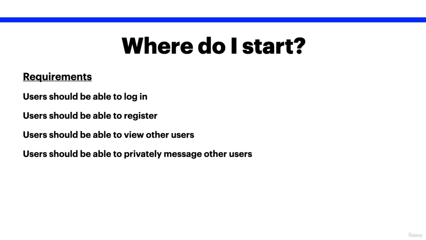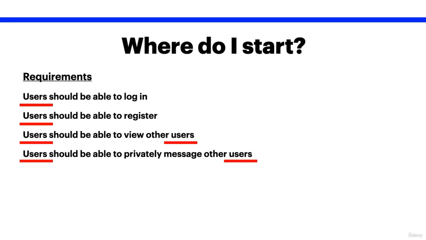If you take a look at some typical requirements that would be involved in building an application of this nature, then a list of requirements might involve things like users should be able to log in, users should be able to register, users should be able to view other users, and users should be able to privately message other users. There's a certain word there that's used over and over again, and that's the concept of users.